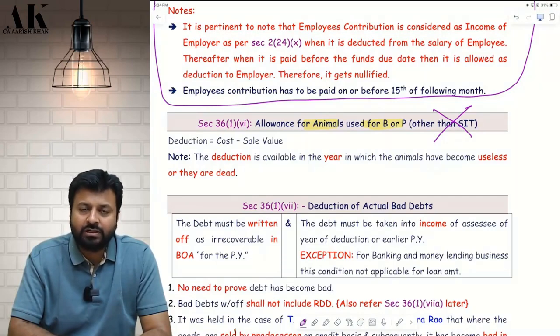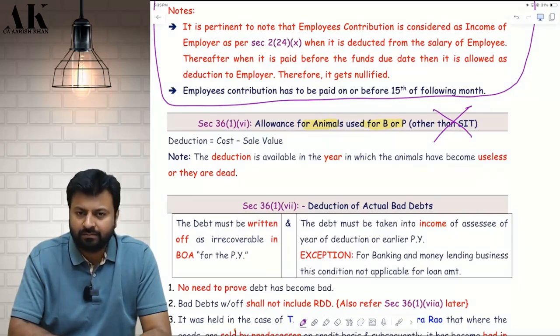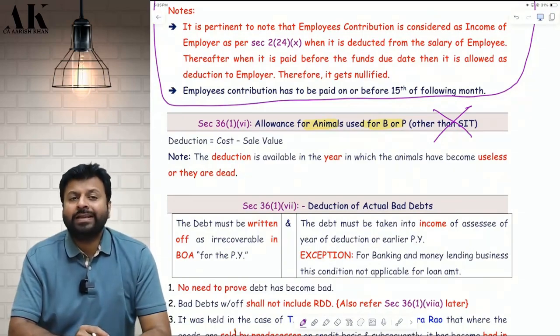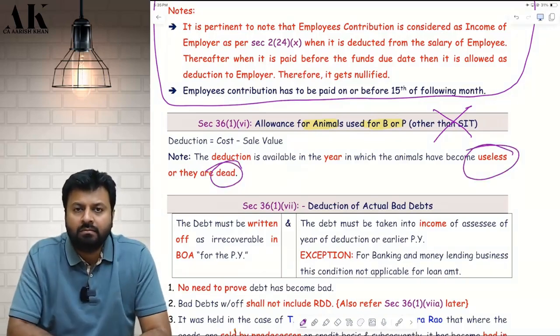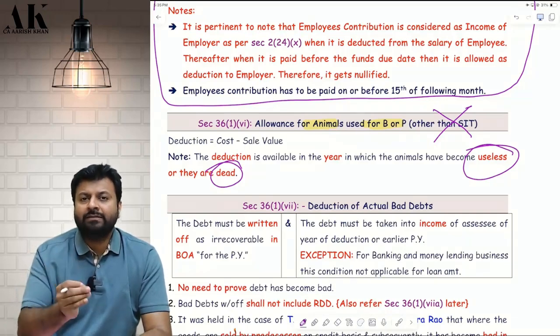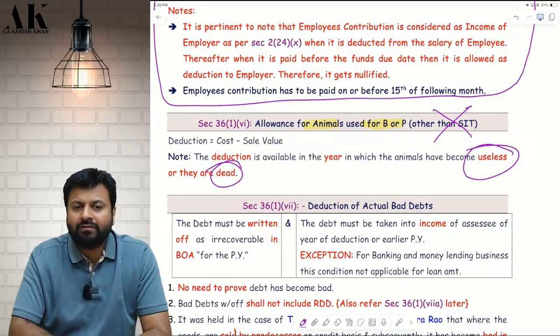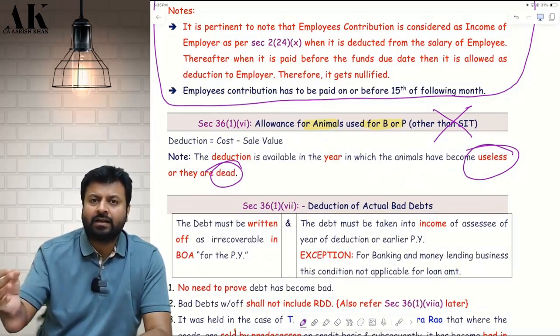But how will I get the deduction? Listen carefully. It's a very strange kind of section. Suppose today I bought an animal for 30,000 rupees. Today I am not going to get the deduction. The deduction is allowed in the year in which the animal becomes either useless or dead. Say after 4 years the animal has become useless or has died. Then whatever money I receive from the sale of the animal, if it has become useless I will sell the animal, and if it has died I will sell the carcass of the animal.